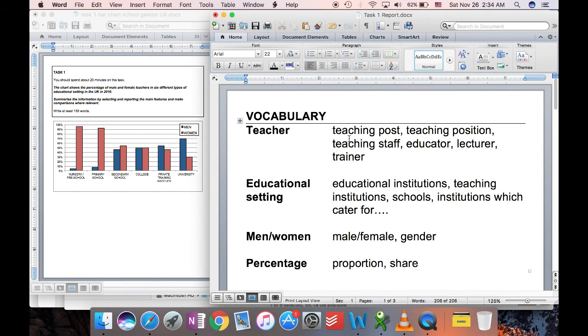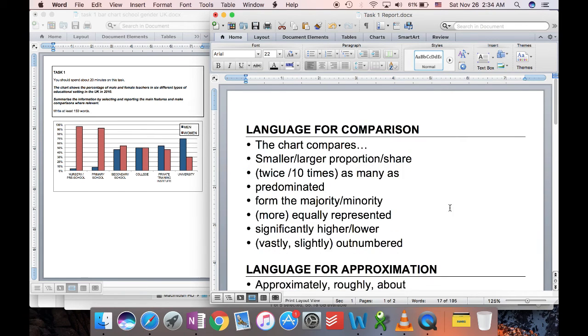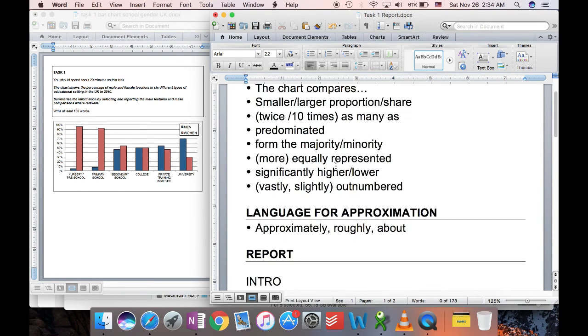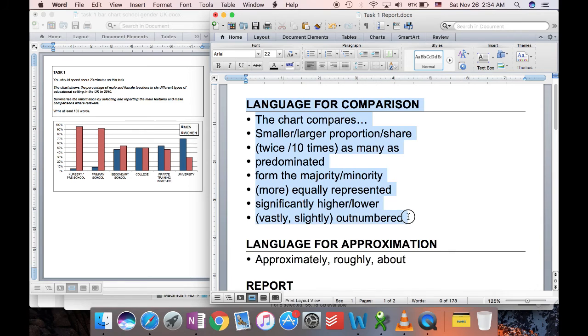So what language have we used? We talked about all these things. We've used lecturer, didn't need trainer. Get rid of that. Educational setting. Use most of those. We talked about gender. I talked about proportion, I think, a little bit. This chart compares, forms the majority. We've used some of this language, not all of it.